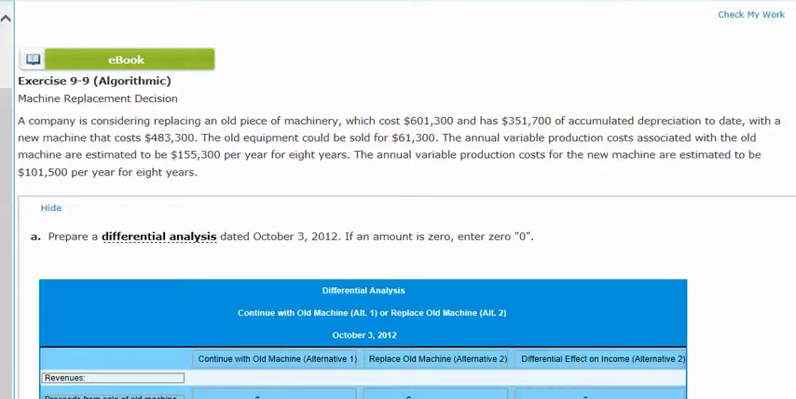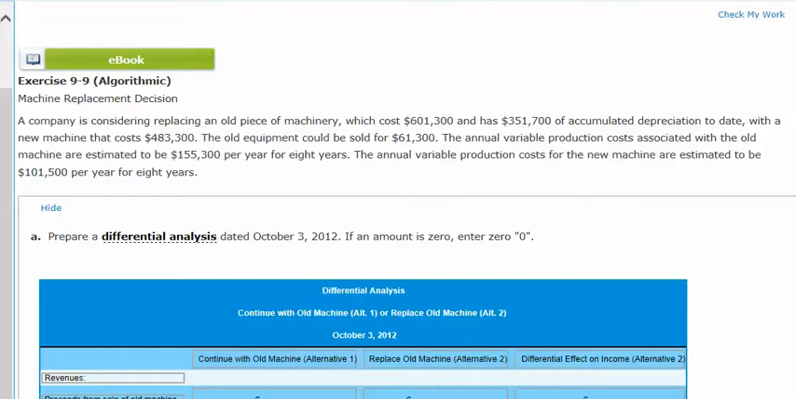The company is considering replacing an old piece of machinery which costs $601,300 and has $351,700 of accumulated depreciation, with a new machine that costs $483,300. The old equipment can be sold for $61,300. The annual variable production cost associated with the old machine is estimated to be $155,300 per year for 8 years. The annual variable production cost for the new machine is estimated to be $101,500 per year. So it's going to decrease significantly each year.